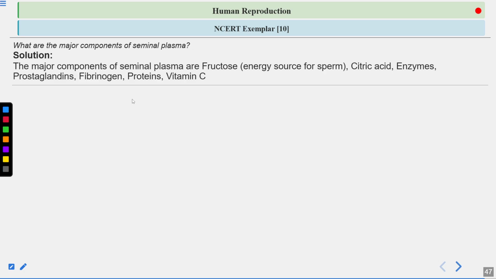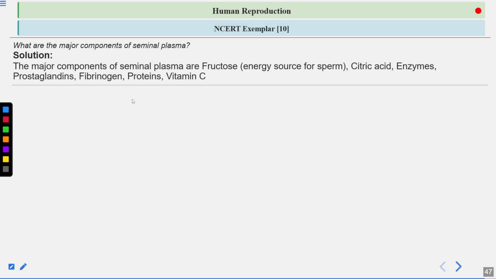And this neutralization is very important for maintaining the viability of the sperms, because the sperms travel through the urethra. Okay, so in males there is a common urogenital tract. The urine is released from the same opening, and semen is also released from the same opening.